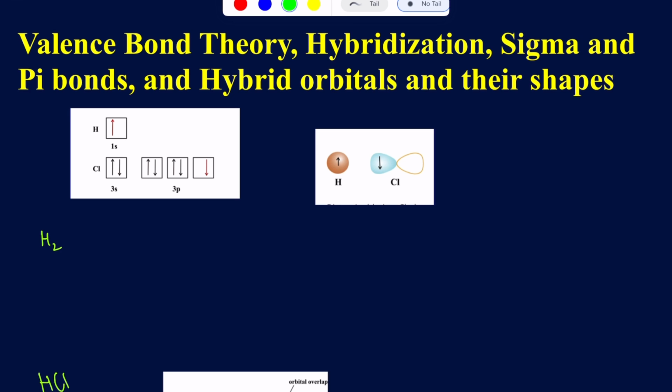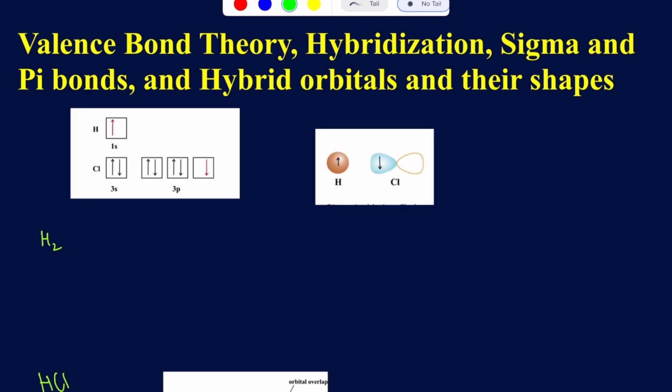And who explains that? Valence bond theory does a really good job in terms of explaining how the bond is actually formed. So I'm going to take a few examples here, such as H2, HCl, and Cl2 as well, to explain the valence bond theory. Now remember, I'm not going to go into too much detail on the valence bond theory, just enough for an introductory chemistry topic.